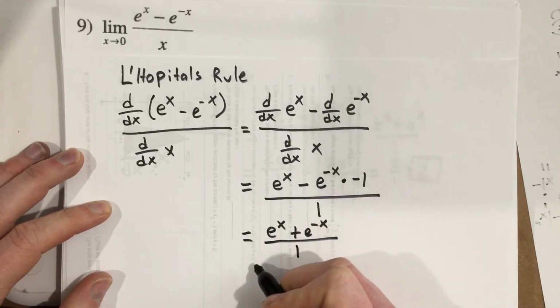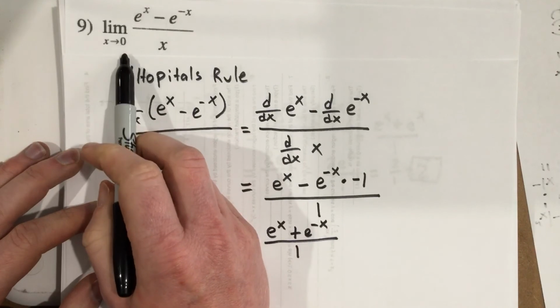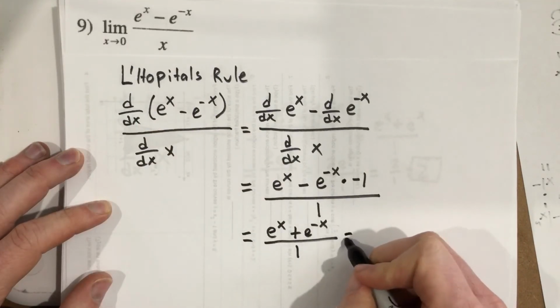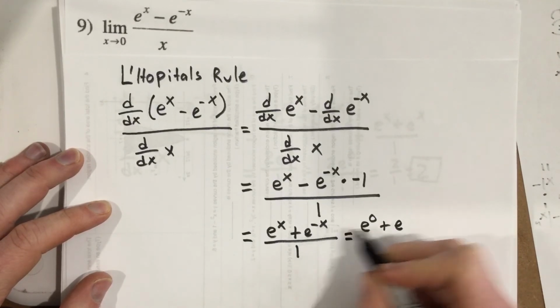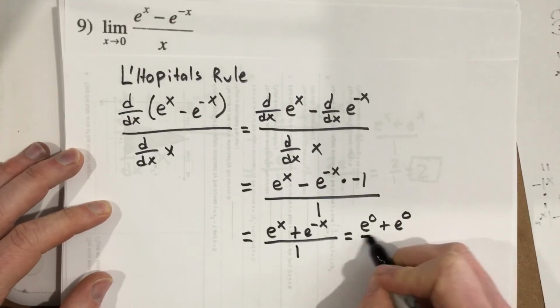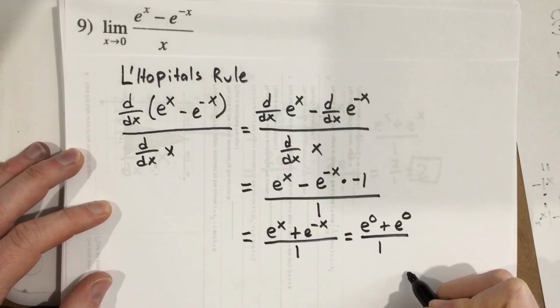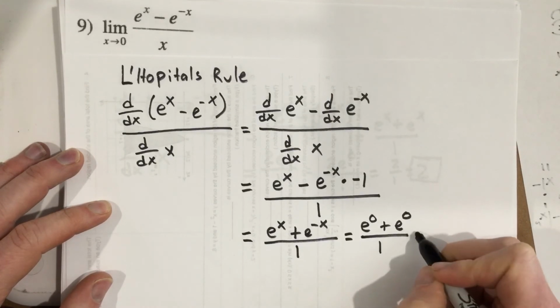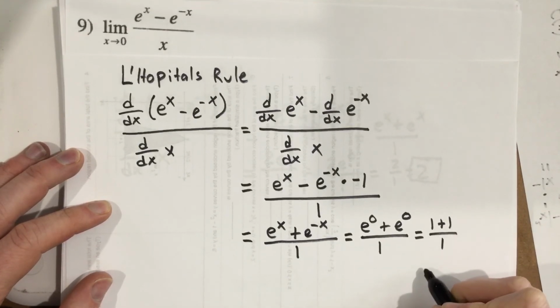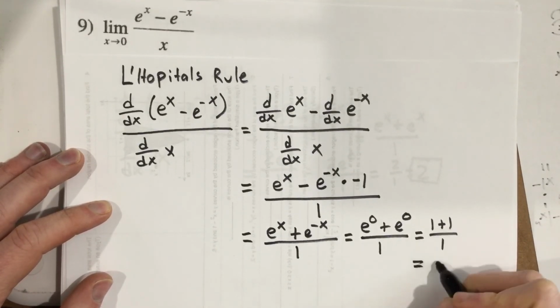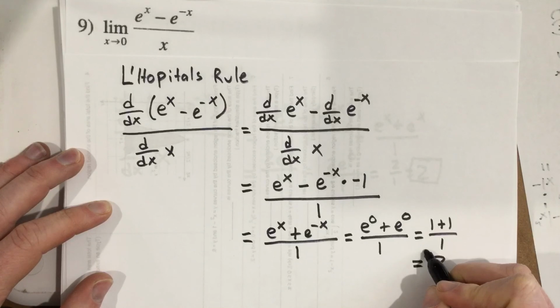Well, then this gets really simple because I'm doing the limit as x approaches 0. So let's plug in 0. We get e to the 0 plus e to the, well, negative 0 we know is just 0 as well, over 1. We know that e to the 0 plus e to the 0 is 1 plus 1, all over 1. So my limit is 2 over 1, which is 2.